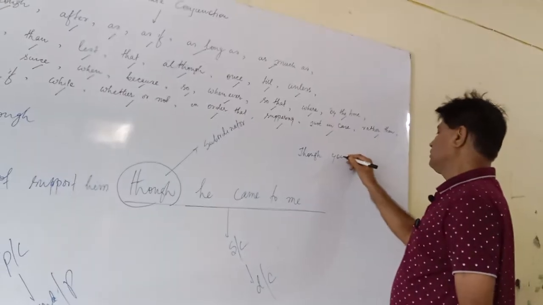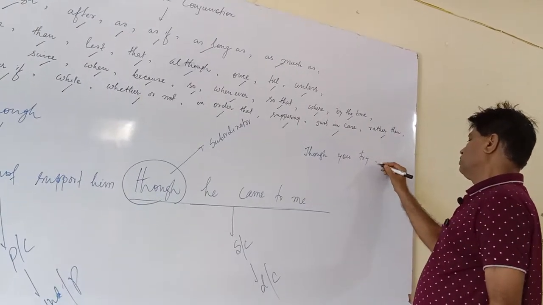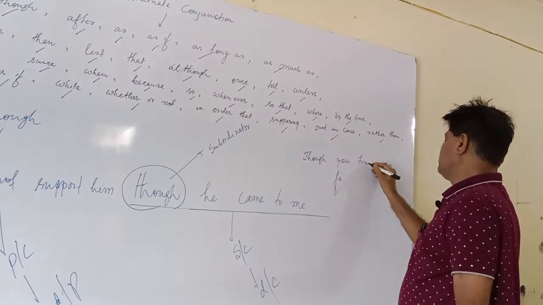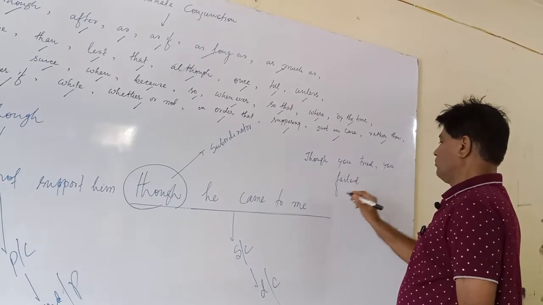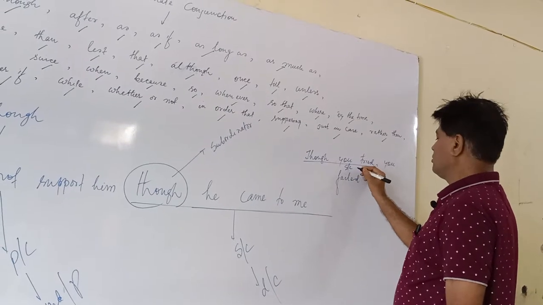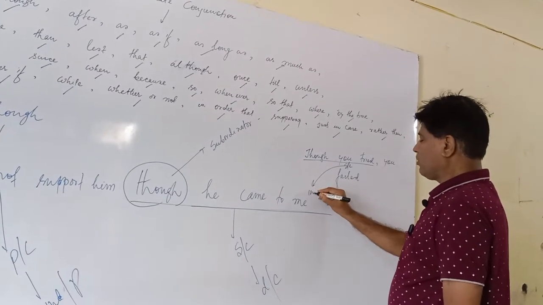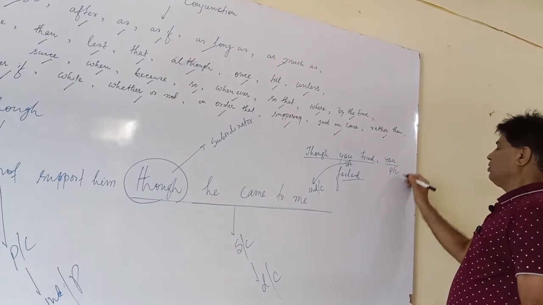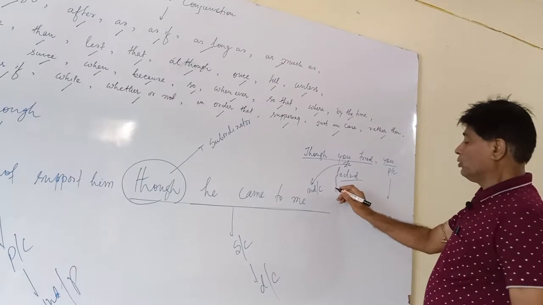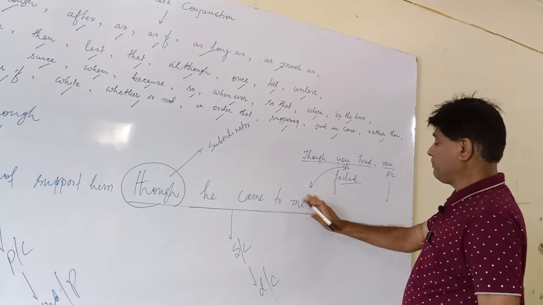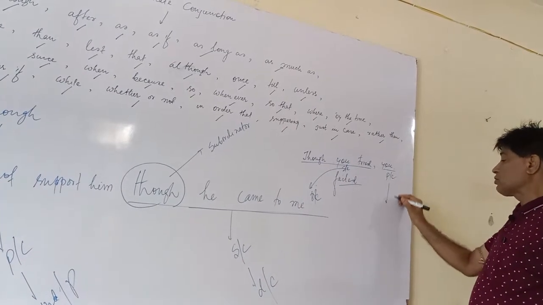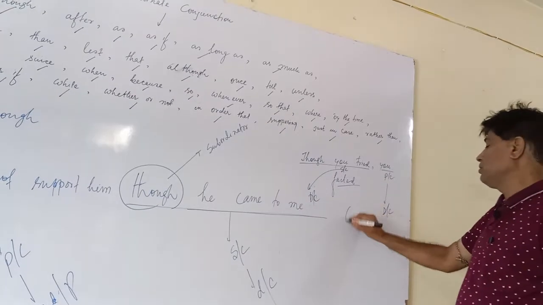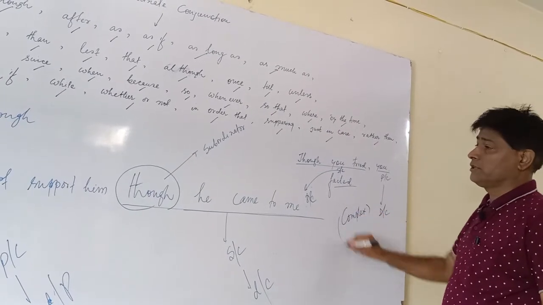Though you tried, you failed. Though you tried is subordinate clause or dependent clause. You failed is called principal clause or independent clause. The structure of this sentence is called complex. Clear?